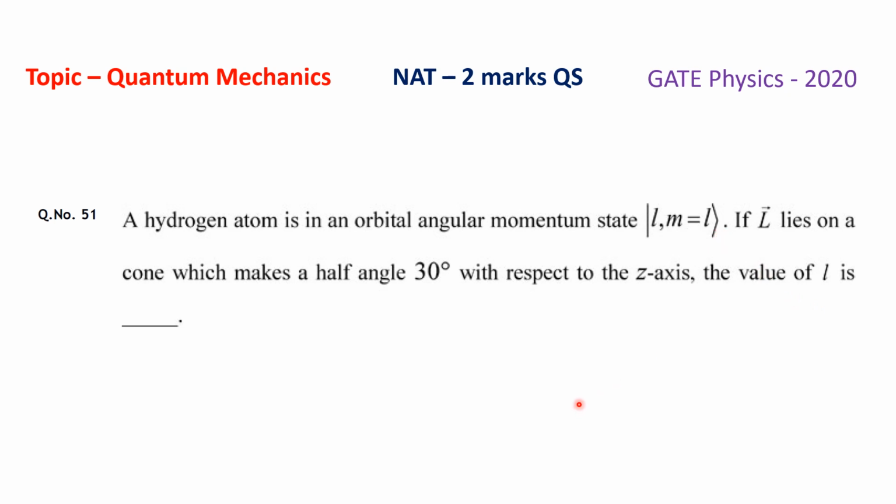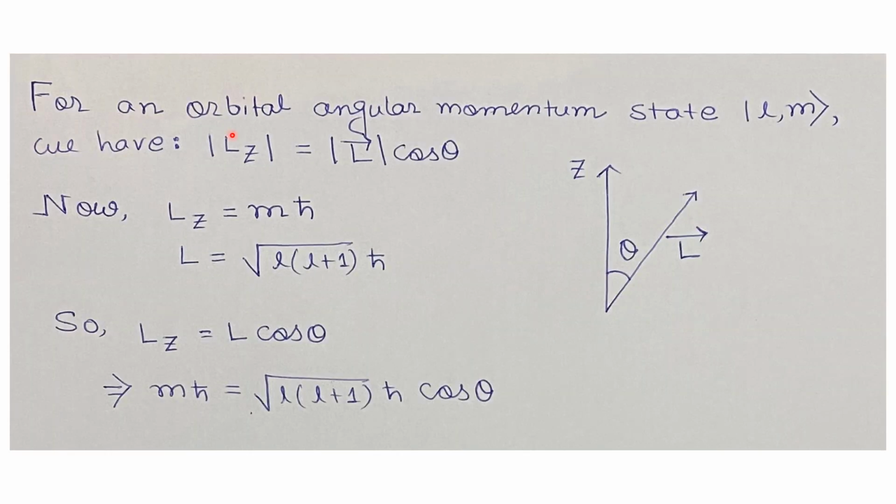Let us see how to solve this problem. For an orbital angular momentum state L and m, we have mod of Lz equals mod of L vector times cos theta. So basically our L vector is making an angle theta with the z axis, and this component along the z axis will give the Lz.